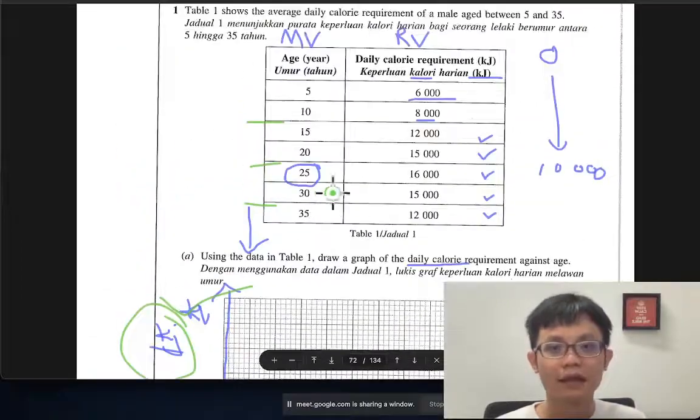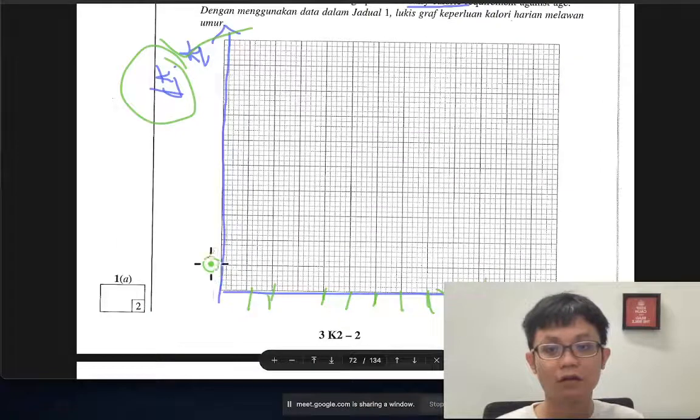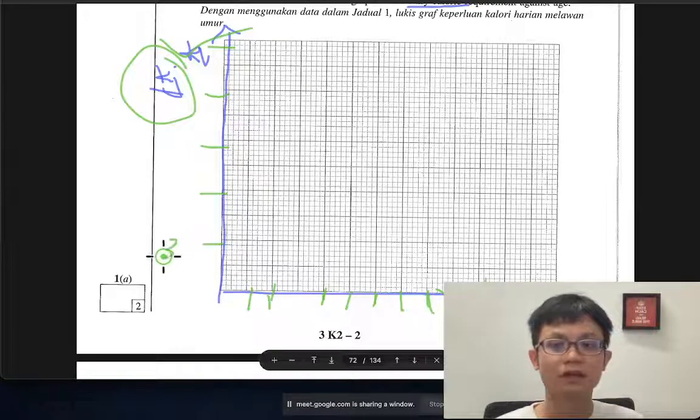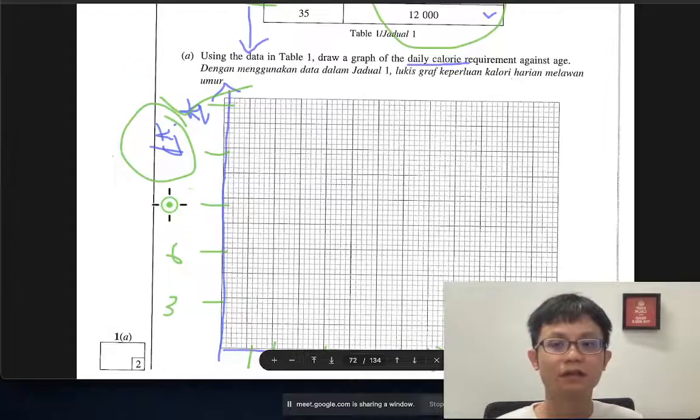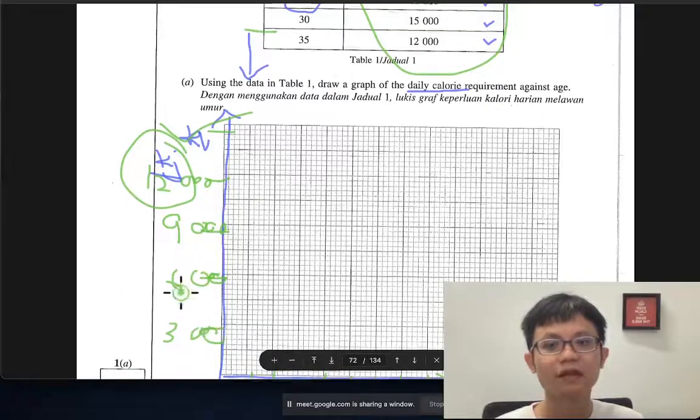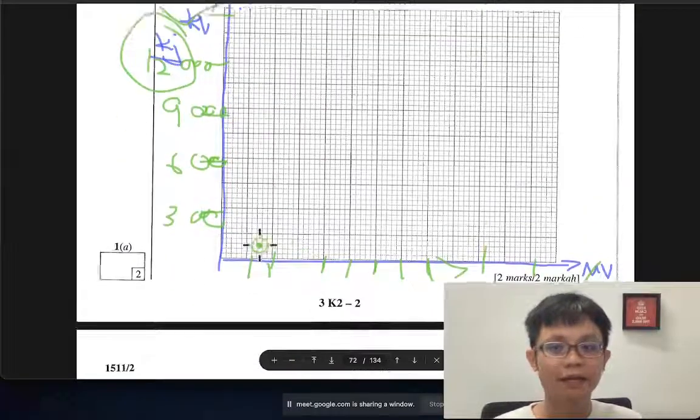Okay, and then this one goes until 12,000. Here there are 1, 2, 3, 4, 5. So maybe we start with 3,000. Is it 3,000, 6,000, 9,000, 12,000? Yeah, 9,000, 12,000. Okay, so the scale must be big.